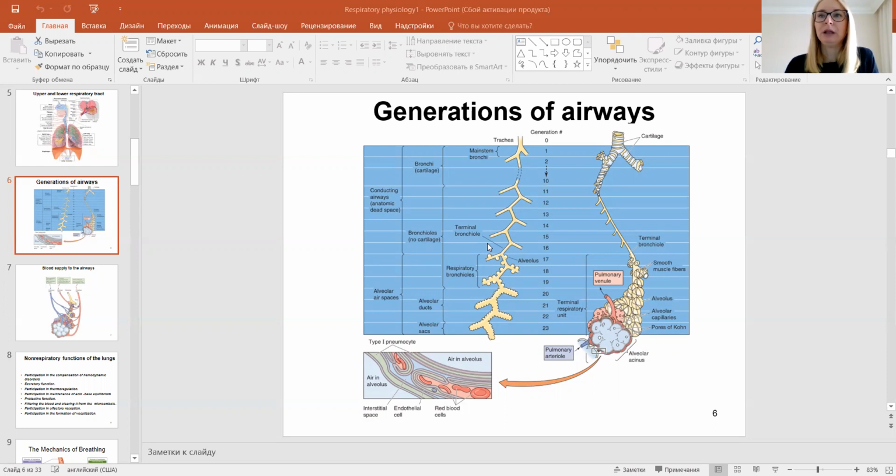So alveoli appear in these next generations as single branchings of respiratory bronchioles. Starting from the 20th generation, the 20th, 21st, and 22nd generations completely consist of alveoli, forming the alveolar ducts. And only the 23rd generation is represented by the alveolar sacs.